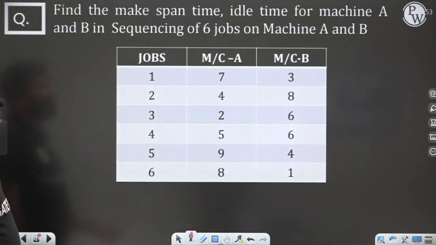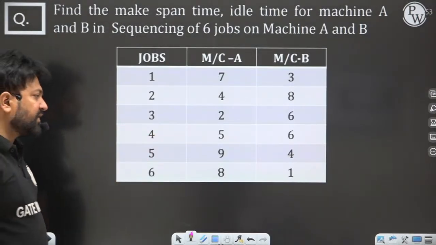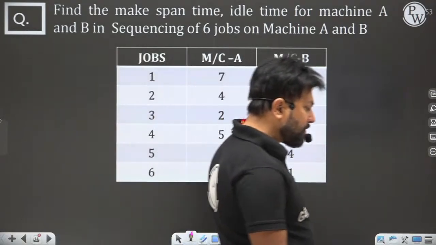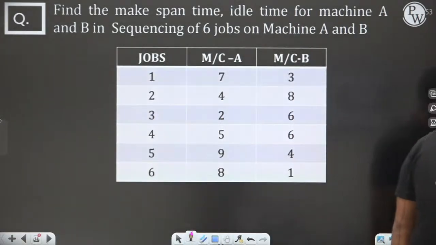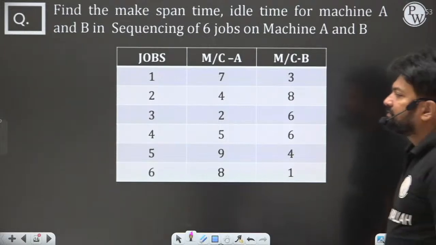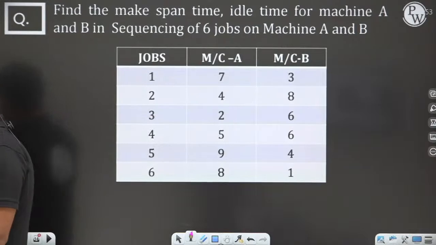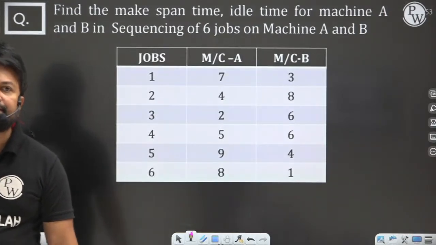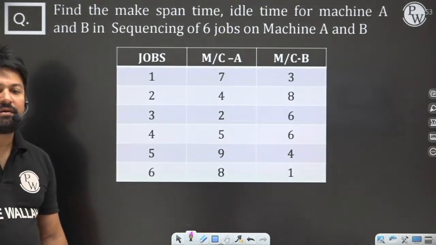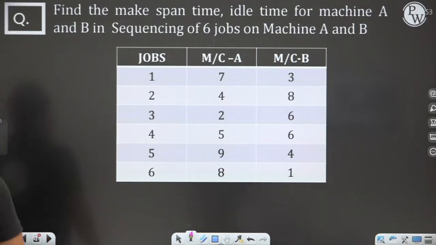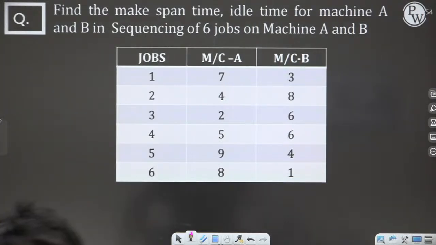Find the makespan time and idle time for machine A and B. First of all, note down this table. Please note down this table.